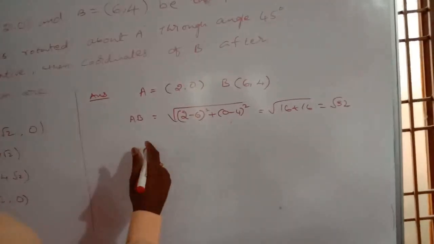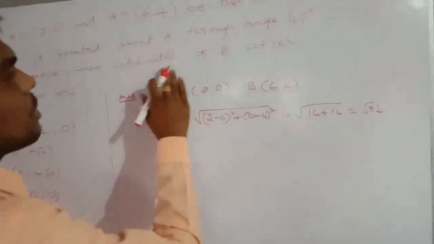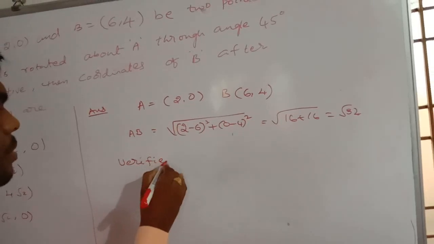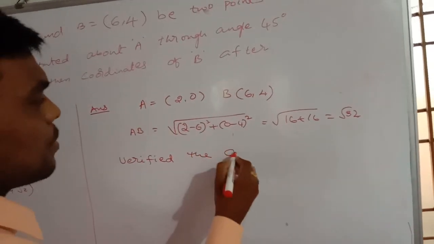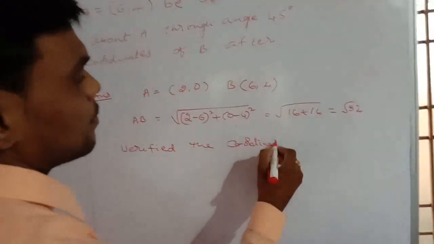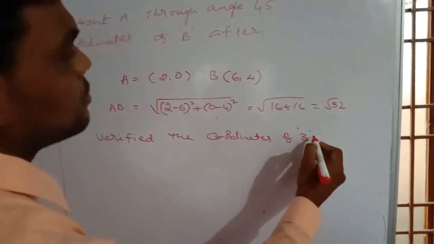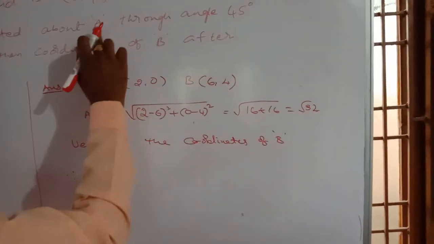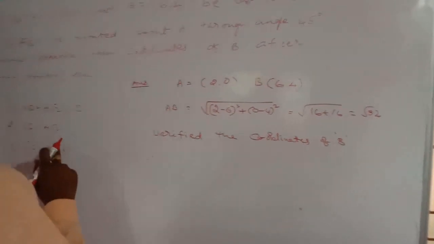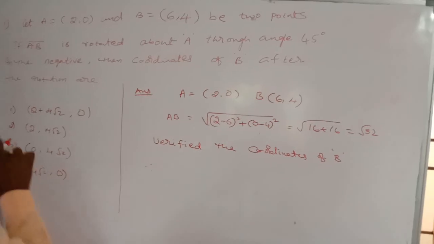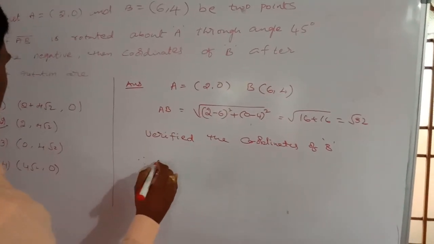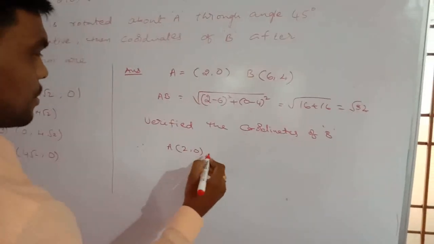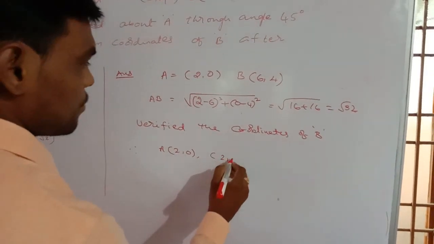using the verification of the answers, we verify the coordinates of B. The point is rotated about A, so the distance is equal. Now the second point is A, 2 comma 0, and the answer is 2 comma 4 root 2.